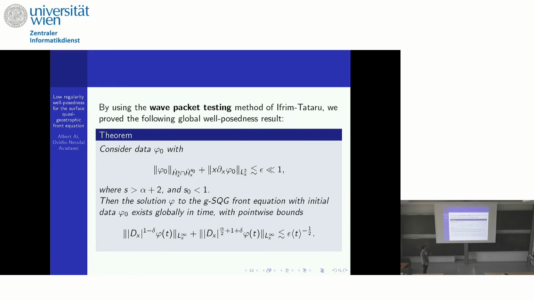And moreover, it satisfies the following pointwise bound: dx to the power 1 minus delta phi plus dx to the power alpha over 2 plus 1 plus delta phi in L infinity is controlled by the Japanese bracket of t to the power minus 1/2 times epsilon.